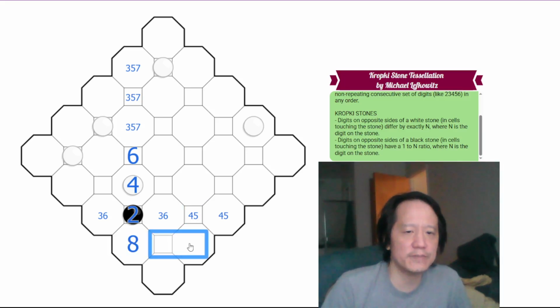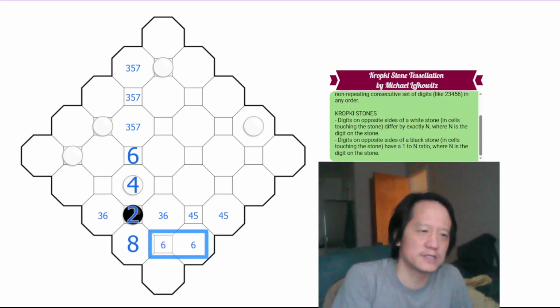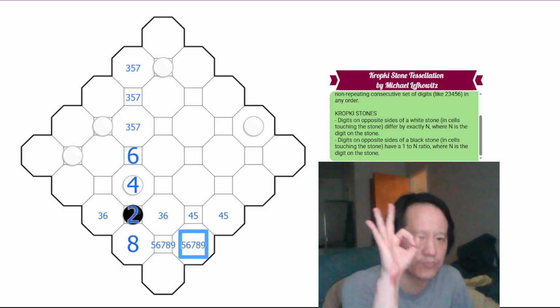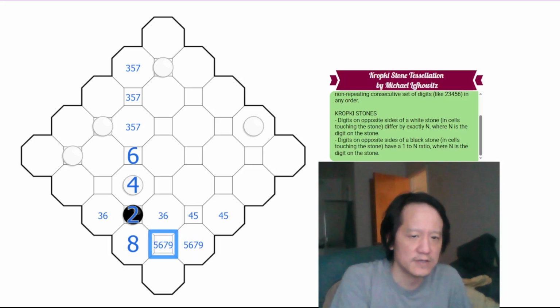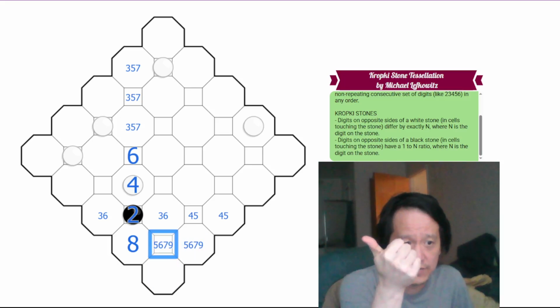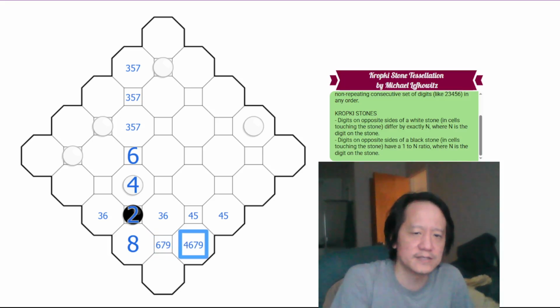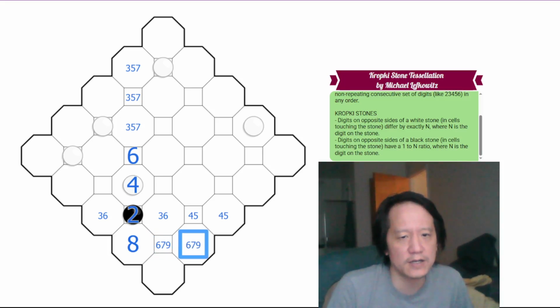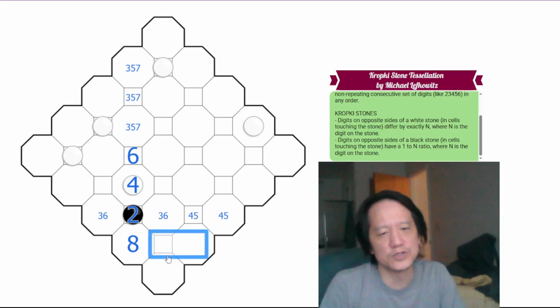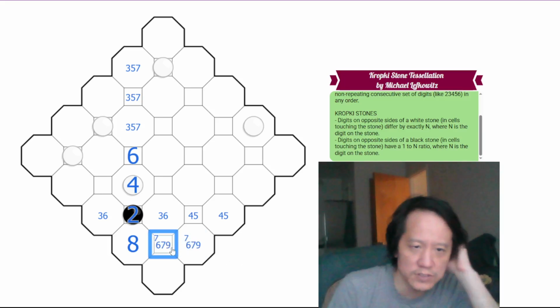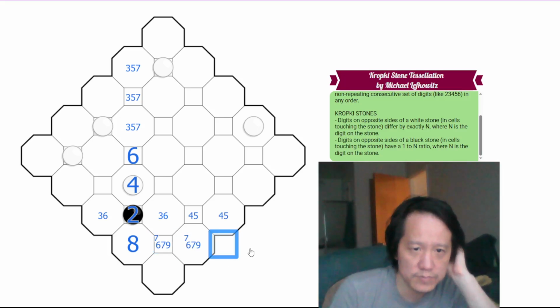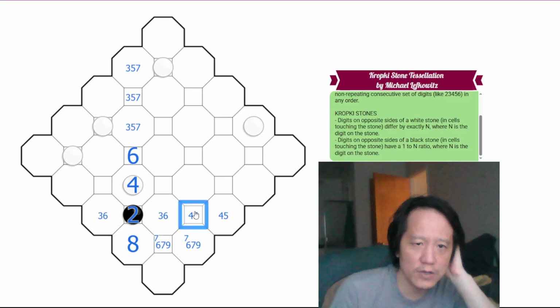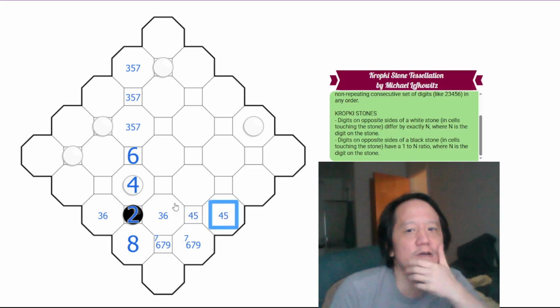This is 8. It must be with 5, 6, 7, 8, or 9, right? It's a 3-length Renban. Can't have 8. It has to be either 5, 6, 7... can't be 5, 6, 7. It's 6, 7, 8, or it's 7, 8, 9. Okay. So then this is 6, 7, or 9. And 7's guaranteed as one of these two digits. Okay, we have a 4, 5 here, a 4, 5 here.